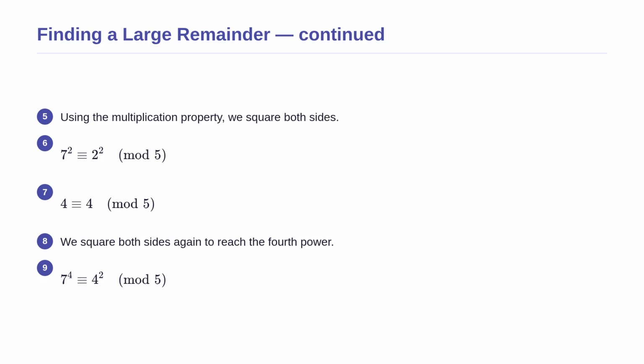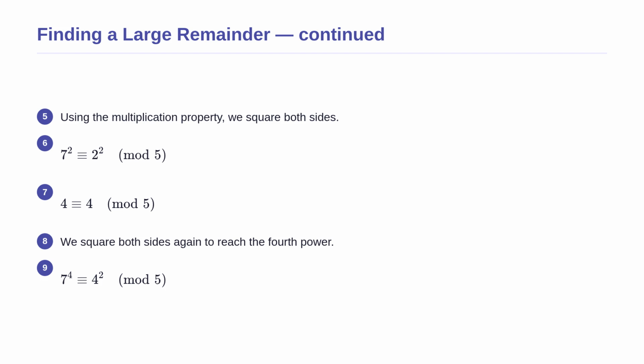Continuing with our simplified base, we will build our way up to the 4th power step by step. Using the multiplication property of congruence, we can square both sides of our relation. This means 7 squared will have the same remainder as 2 squared when divided by 5. We evaluate 2 squared to get 4. Since 4 is already smaller than our modulus 5, it is its own remainder. So 7 squared is congruent to 4 modulo 5. We are now halfway to our target exponent.